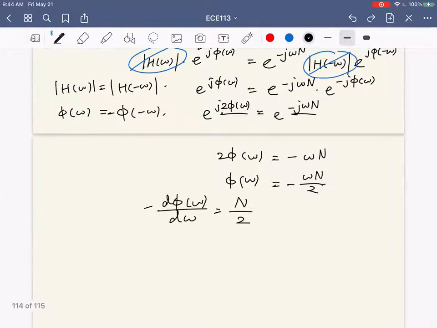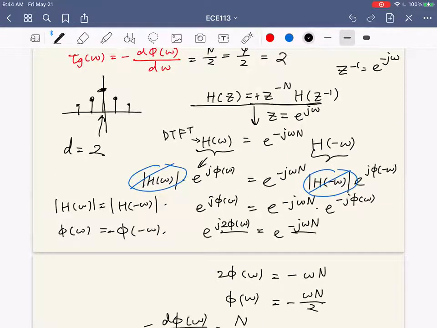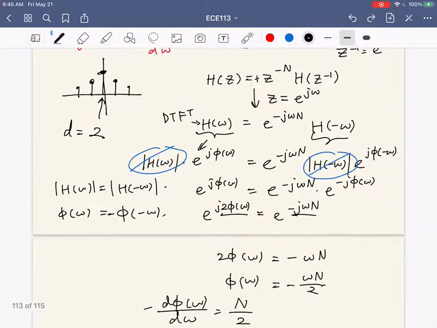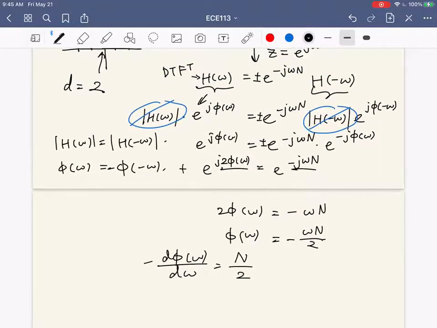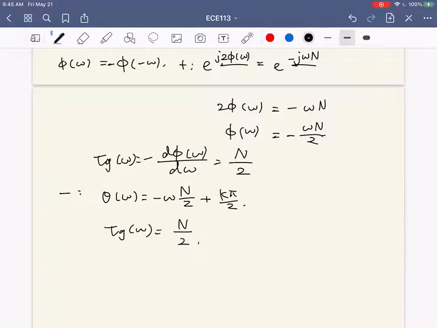But notice that this equation is only for the symmetric case, okay? If it is anti-symmetric, it will become the negative side. So this is for positive. If negative, you can derive it after class. It should be k pi over 2, right? But the tau g omega will not change. The tau g omega will still be n over 2, right? But the phi of omega, sorry, I should use the same letter here.